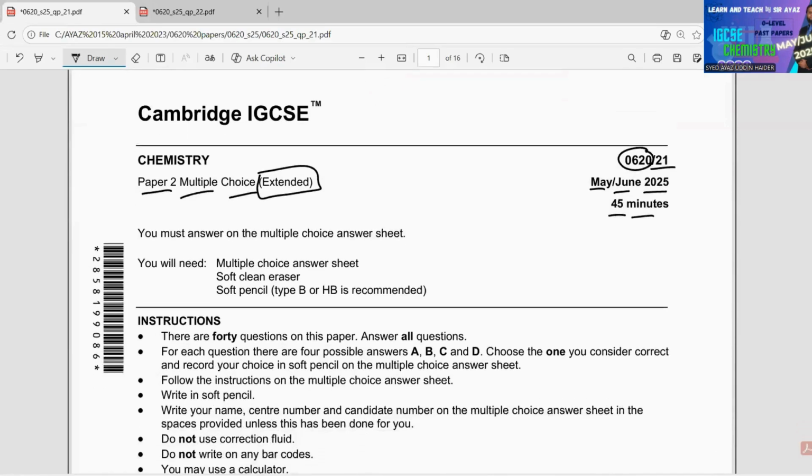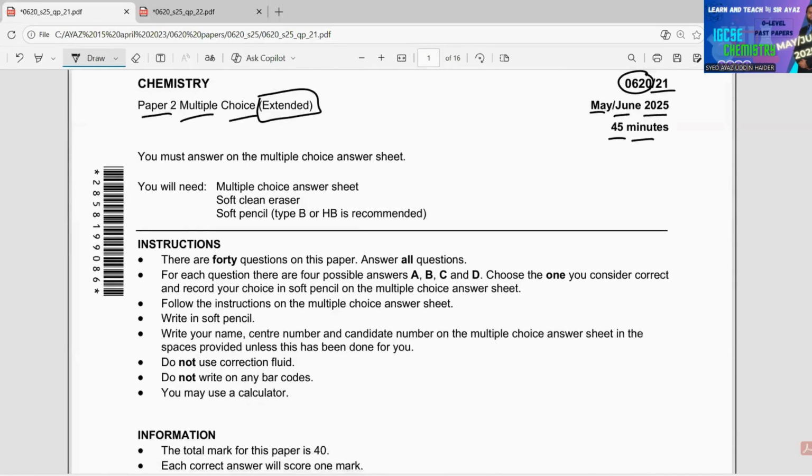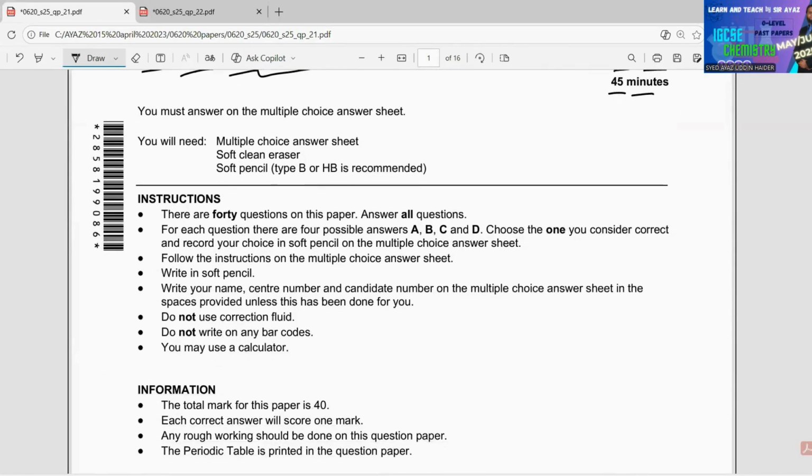For the instructions, there will be 40 questions on this paper. You have to answer all the questions. For each question, there are 4 possible answers, A, B, C, and D, so you have to choose the one which you think is correct. You have to write in pencil. Do not use correction fluid. Do not write on any barcodes. You may use a calculator. The total mark is 40.